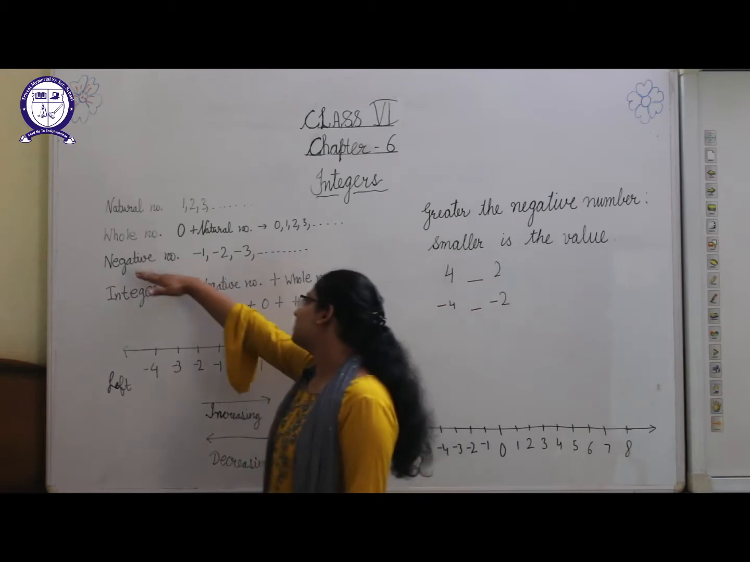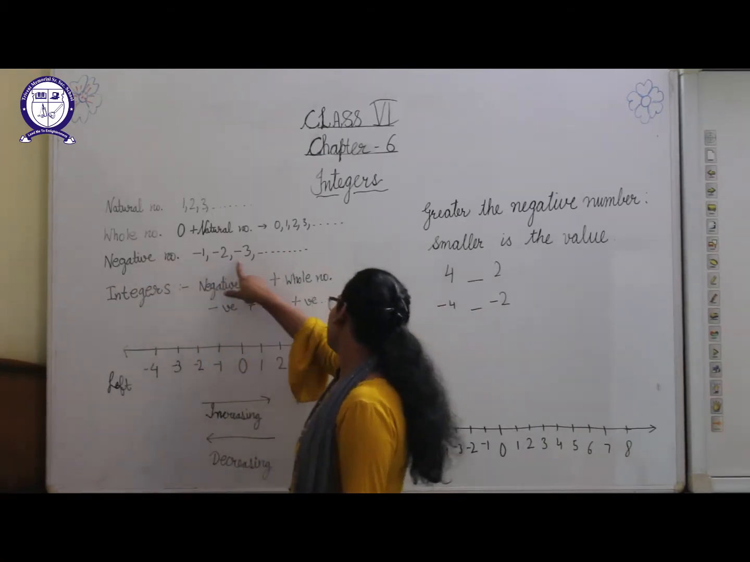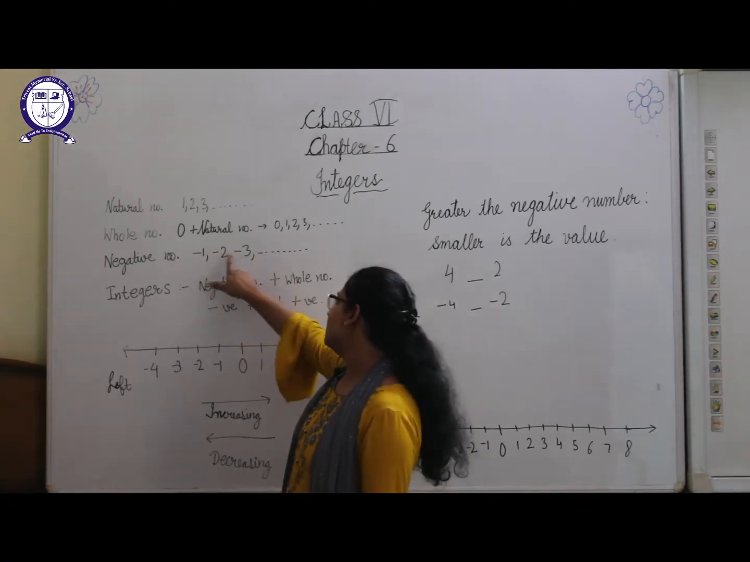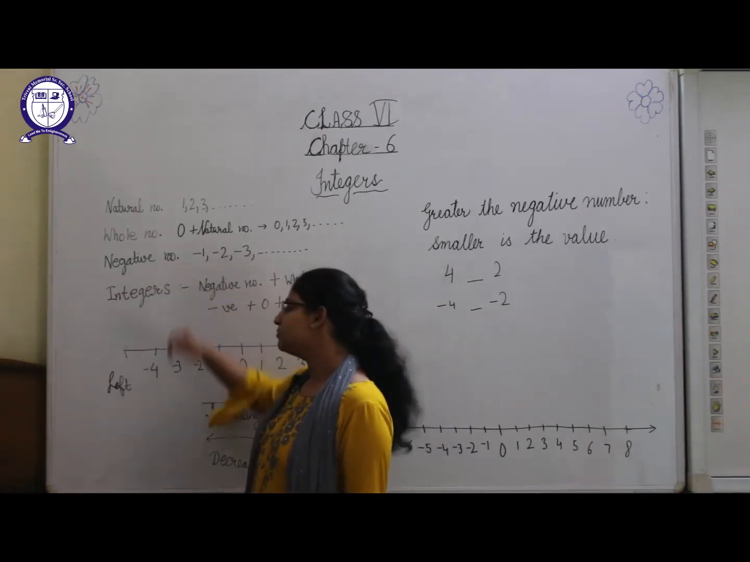Now negative numbers, do you know what negative numbers are? Minus 1, minus 2, minus 3, minus 4. When there is a negative sign, a minus sign in front of the numbers, then it is called a negative number.